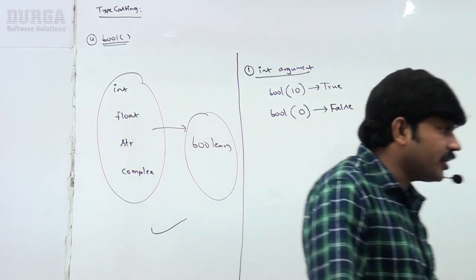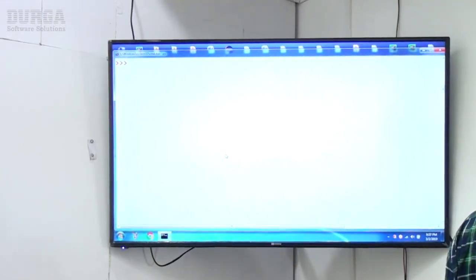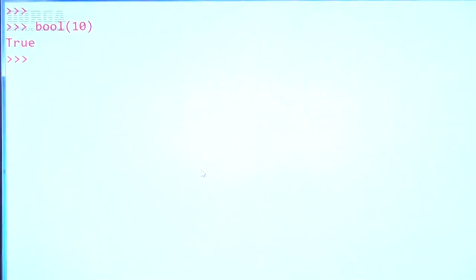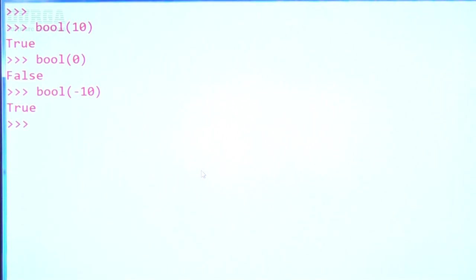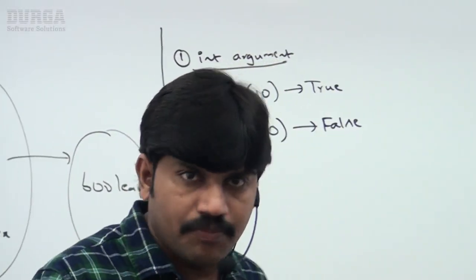Remember this one: non-zero means true, 0 means false. Let me cross check, have a look once, sir. Bool of 10, the answer is True. Bool of 0, False. Bool of minus 10: whether it is a positive number or a negative number, is it 0 or not? Not 0, that's why True is the answer. Clear, right? This is how the bool function behaves if you pass an int argument.